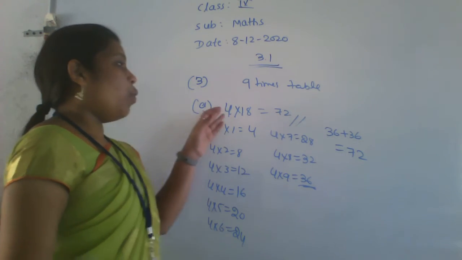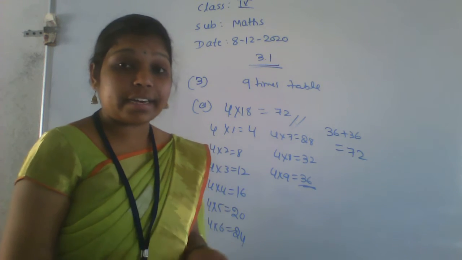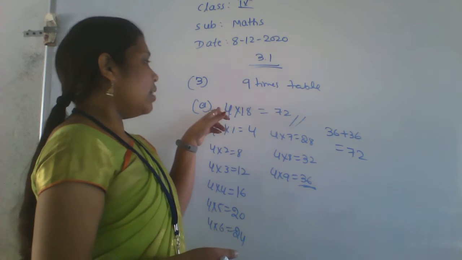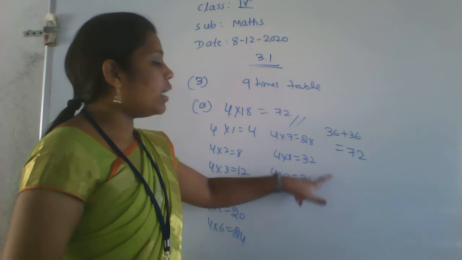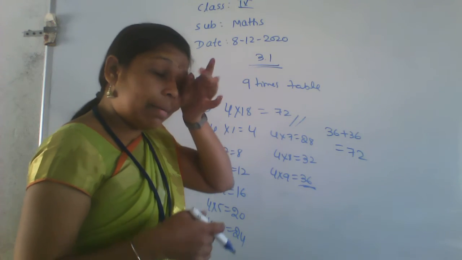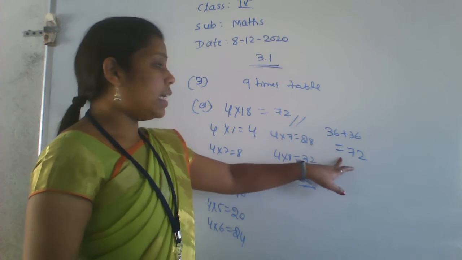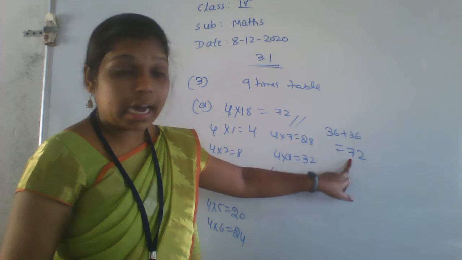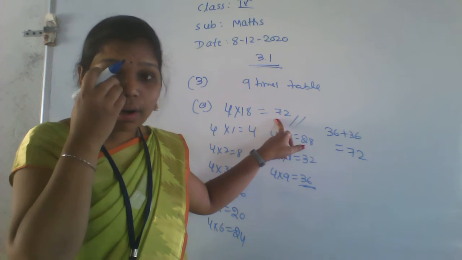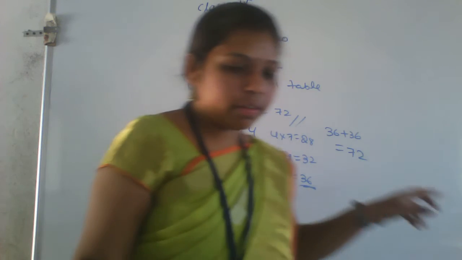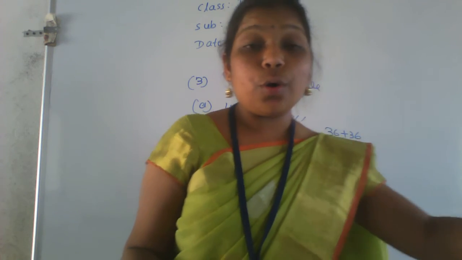Okay. So double the 9 times table to find the product. Write the 4 table up to 9. What is the value here? 36. So double it means 36 plus 36. That is 72 here. Answer is 72. Getting right what I am saying here? Okay. Fine. So next one is 3 into 18.